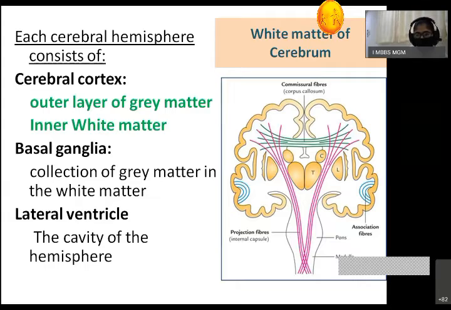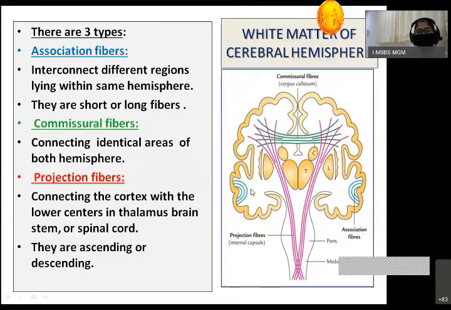So here we can see the white matter of this cerebrum. It consists of three types of fiber. White matter is made up of the axons of these fibers. So it consists of three types of fiber: association fibers, commissural fibers, and projection fibers.